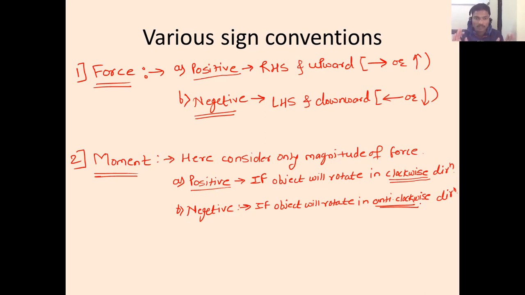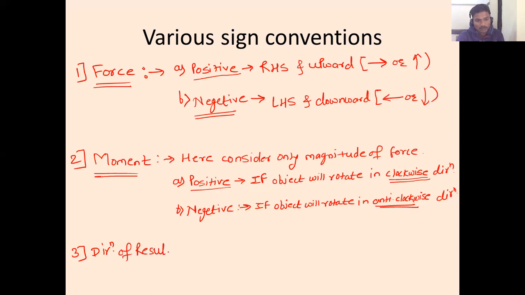And what is the most important thing? First I have written a sentence in moment. We should not consider the sign convention of force. Here we only have to consider magnitude. Don't consider the sign of force. While finding the resultant, there you can consider force, but here it is not possible. And third, we have seen the direction of resultant.